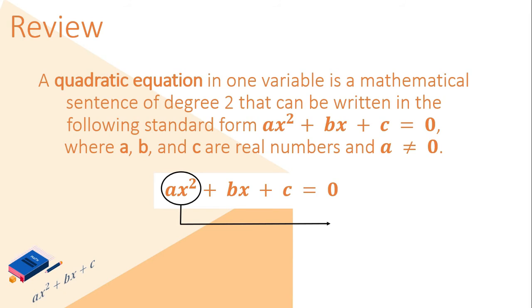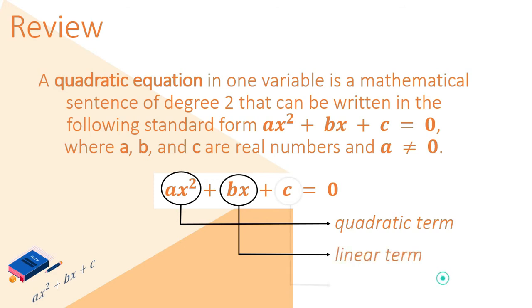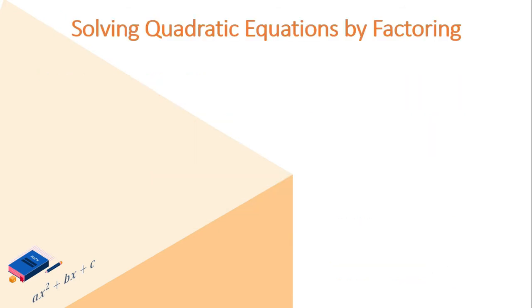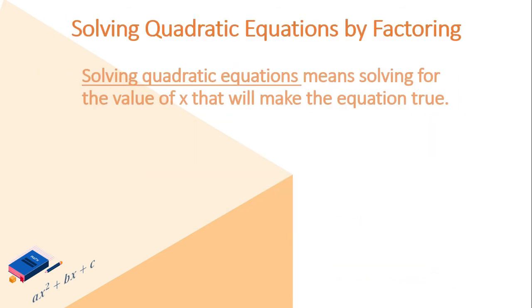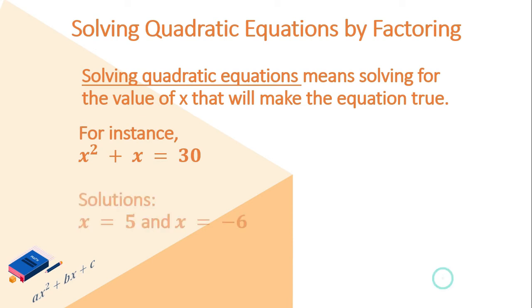Now, we have ax squared. This is called the quadratic term. And then we have bx. This is the linear term. And c is considered to be the constant term. So when solving quadratic equations by factoring, solving quadratic equations means solving for the value of x that will make the equation true. For instance, we have x squared plus x equals to 30.